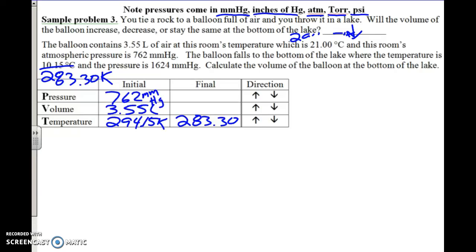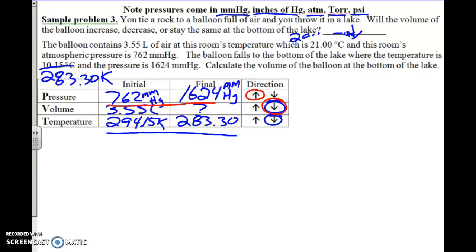Kelvin. And it says the pressure is going to go to 1624 millimeters of mercury. So in this problem, it wants us to calculate the final volume. So right here, our temperature is going down. Temperature goes down, volume should go down. In this problem, our pressure is going up. If pressure goes up, then volume should go down. So both of those variables are going to make it go down.